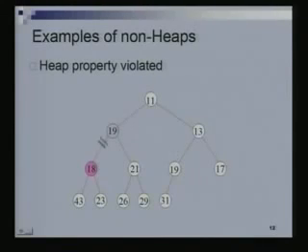So, let us look at examples which are not heaps. This is not a heap, because if you look at this node, we require that it have a priority at least as large as the priority of its parent, but its priority is 18 and its parent's priority is 19. So, this violates the heap property.